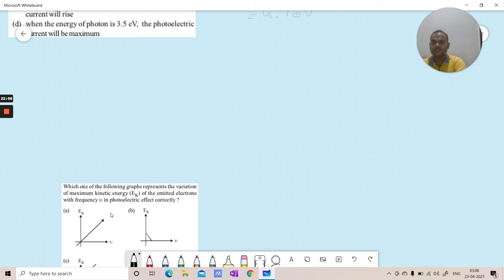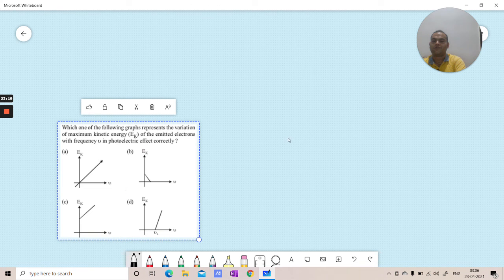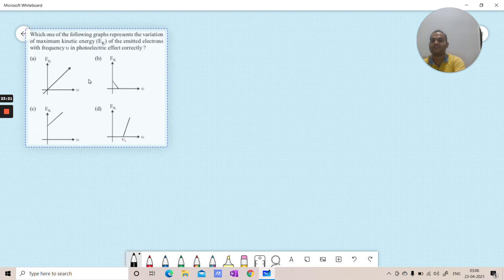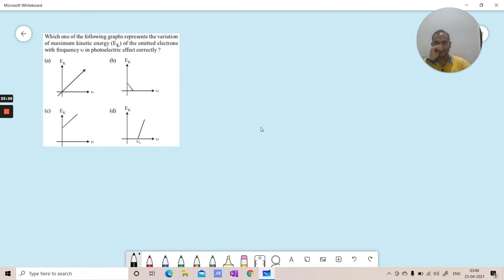So this question says, which one of the following graphs represents the variation of maximum kinetic energy of the emitted electrons with frequency nu in the photoelectric effect correctly? So now this question tells us that this is the relation. Now, have you drawn this graph? No, we have not. So let us find it out.